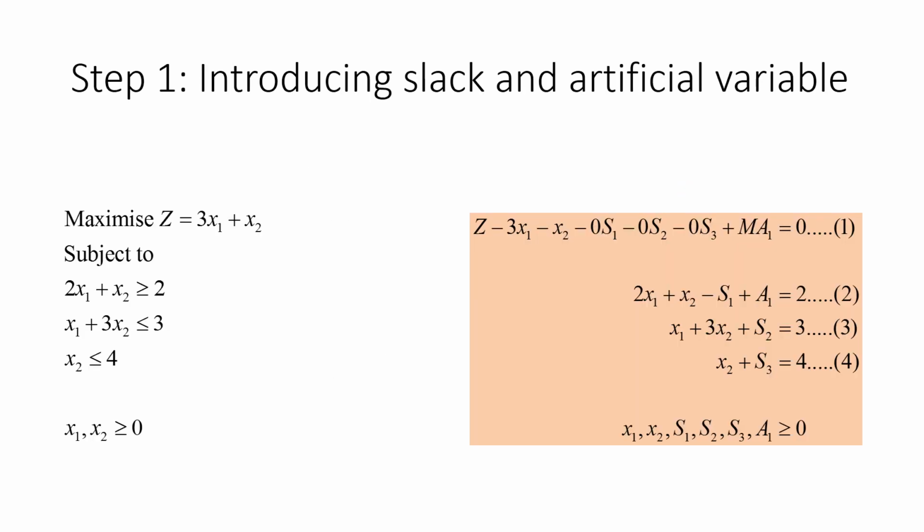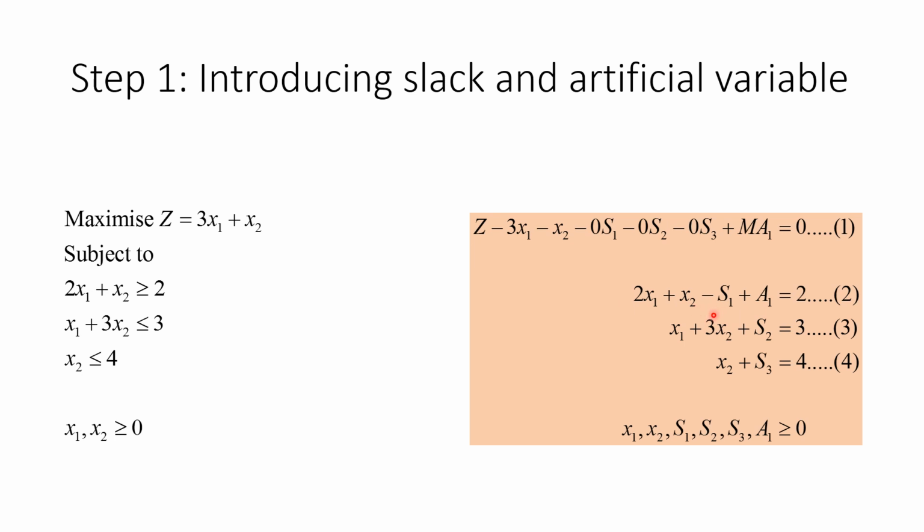Step number 1: introduce the slack variables and artificial variable in the given equations. Maximize z = 3x1 - x2 subject to the restrictions 2x1 + x2 greater than or equal to 2, x1 + 3x2 less than or equal to 3, x2 less than or equal to 4, and x1, x2 greater than or equal to 0. First of all we introduce the slack or surplus variables. So 2x1 + x2 - s1. Why minus? Because it is of greater than or equal to type, so we have to subtract a variable, minus s1.